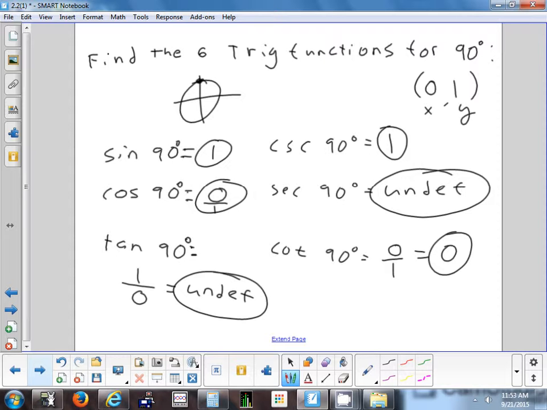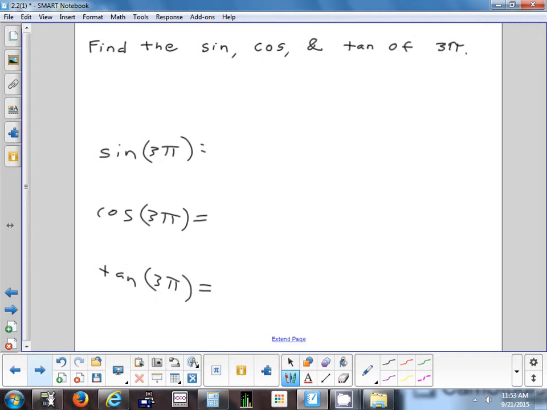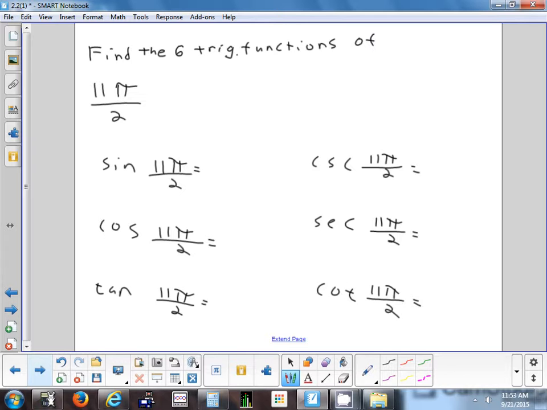Okay, any question on that one? Yep, that one's not bad. No square roots in it. For this one, we're not going to do the other 3. Okay, I'm only going to ask for sine, cosine, and tangent. And we'll finish with that one.